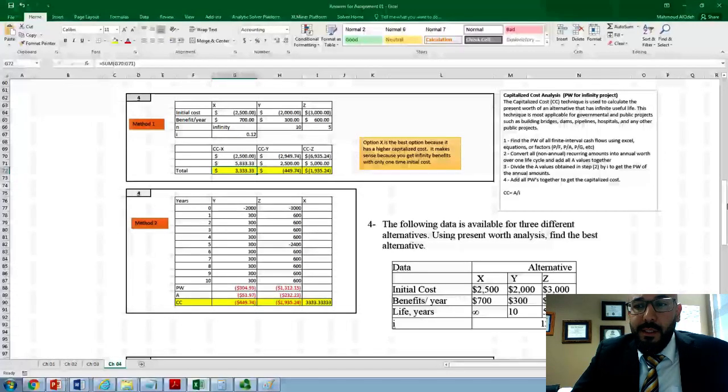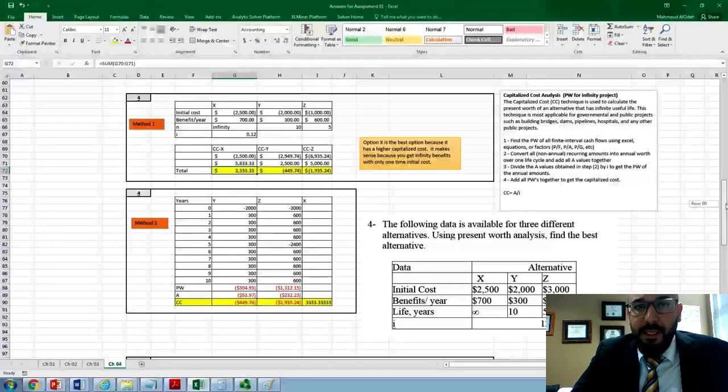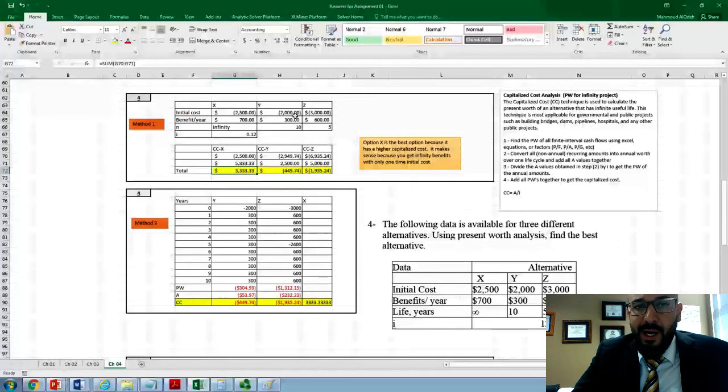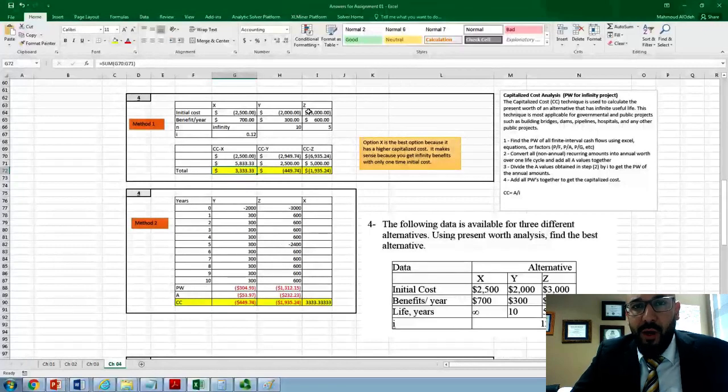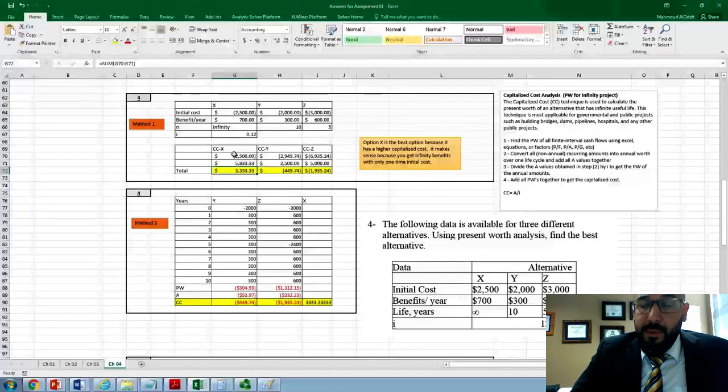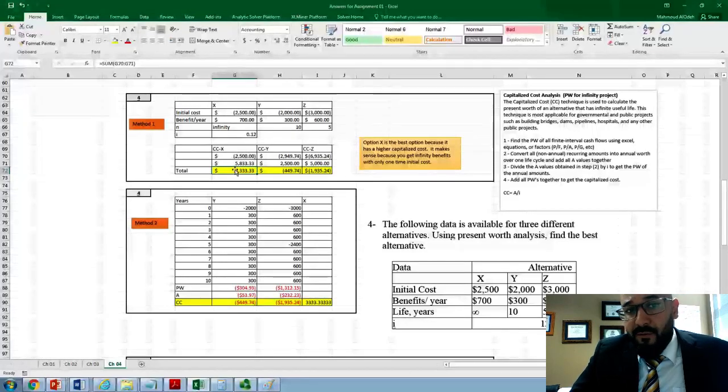Now, some people are still not sure how to calculate the capitalized cost for Y and Z. Here is another way for doing it. Method 2 as listed here. So alternative X, there's no other way for doing it. That's the only way for calculating the capitalized cost.